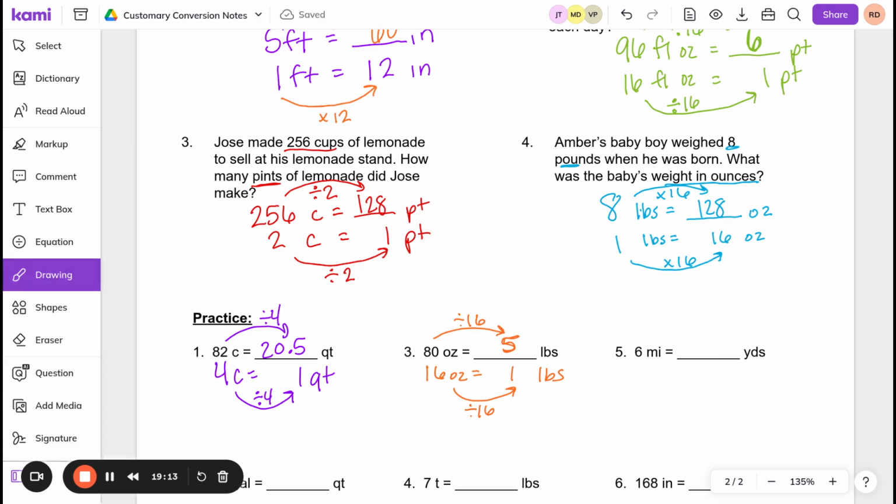Next one is miles to yards. So 1 mile is 1,760 yards. That would be multiplying by 1,760. Whatever I do to the bottom, I do to the top. So 1,760 times 6 equals 10,560.